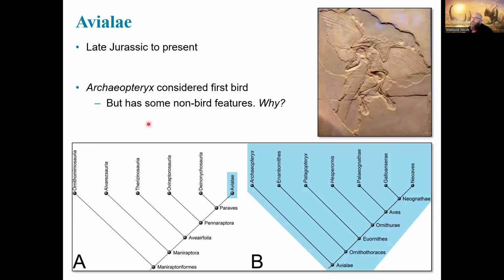So the first major group is going to be the Aviale. That's what's going to synonymize effectively all of our birds. And we're going to look at more extinct birds and then make our way into modern birds today. So the first bird is what we call Archaeopteryx. It occurred around the late Jurassic, is when its first presence was around.